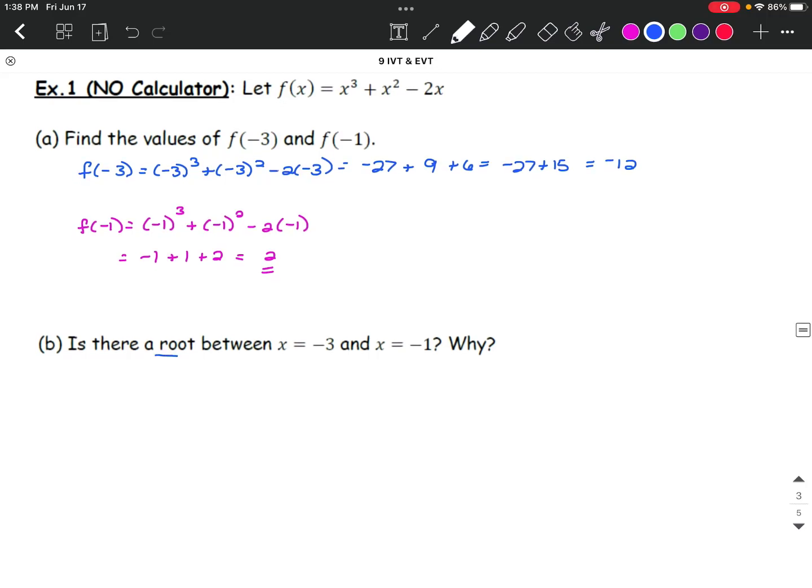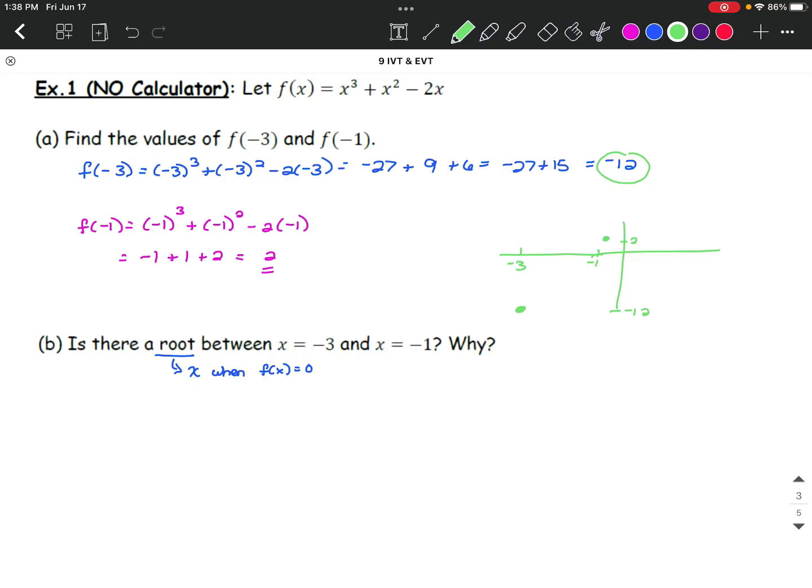Now remember, a root means that's the x value when f of x equals 0. So is there a time where the function value has to be 0? Notice at -3, we had a function value of -12. So if you think on the graph, here's -3, and here's -12. So we're way down here. At -1, we have a height of 2.